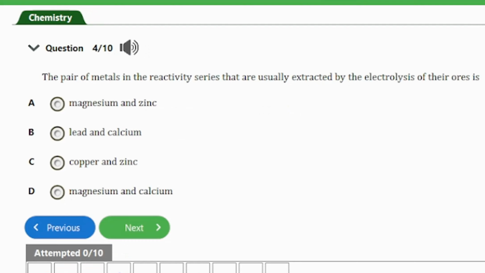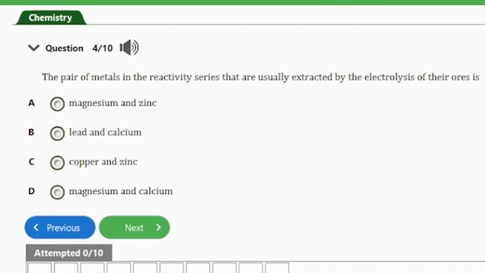Question number 4 says, the pair of metals in the reactivity series that are usually extracted by the electrolysis of their ores is A, magnesium and zinc, B, lead and calcium, C, copper and zinc, D, magnesium and calcium. The answer to this question is option D here, magnesium and calcium.